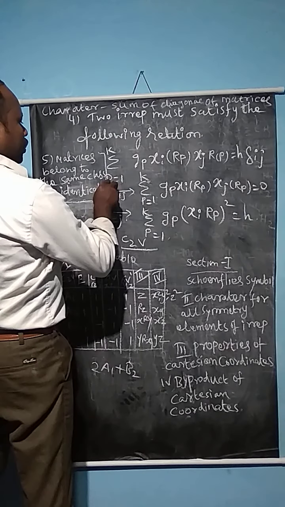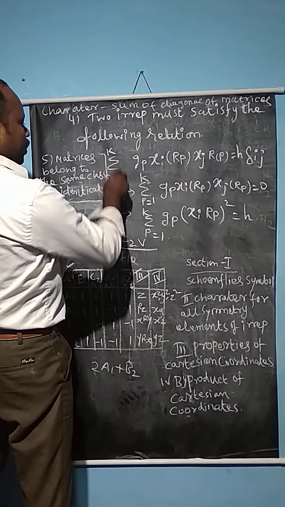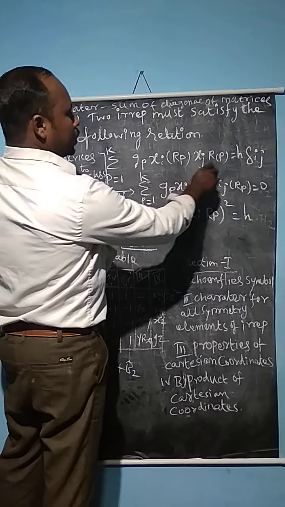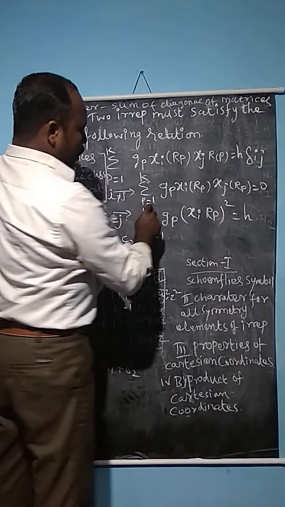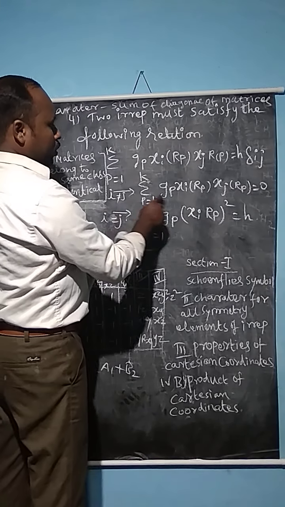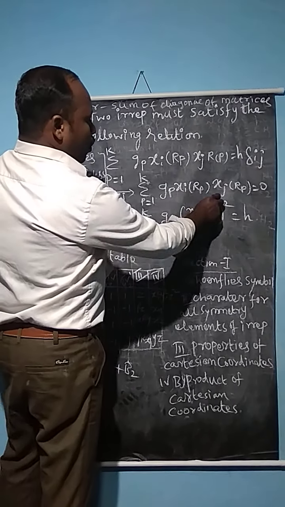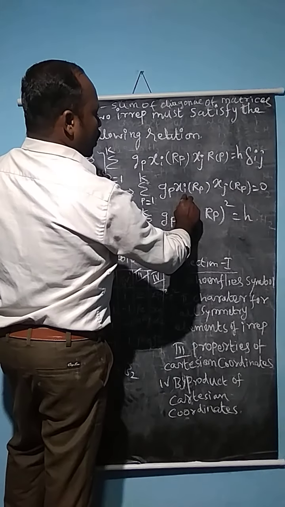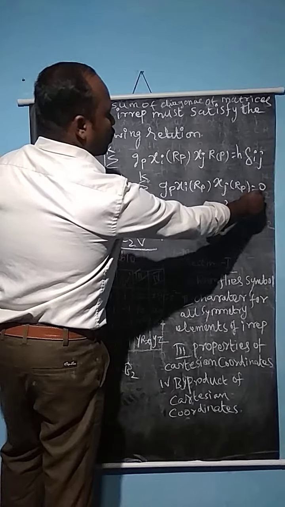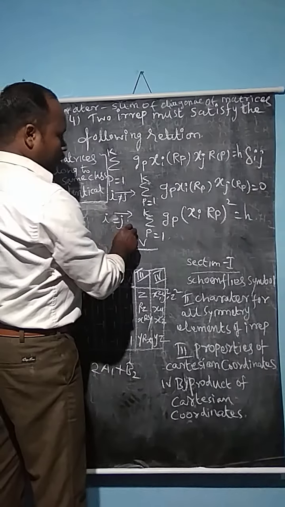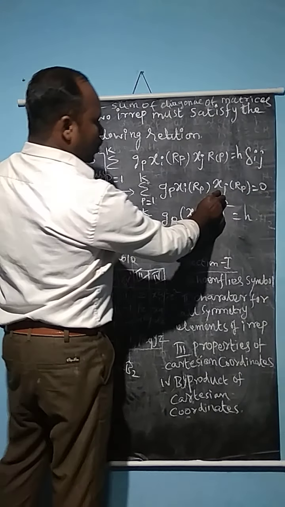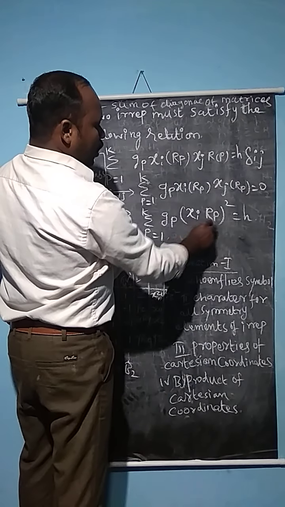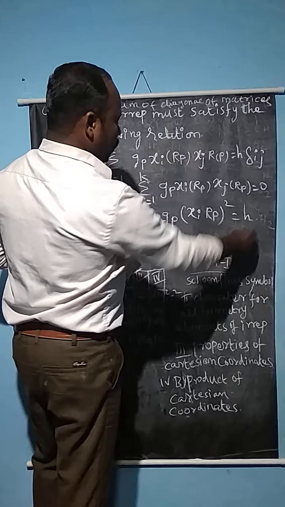Here, the summation over p equal to 1 to k, gp χi(Rp) χj(Rp) is equal to h δij. If i is not equal to j, the two values, which I have written separately as χi and χj, that is, Rp, usually equal 0. If i is equal to j, this χi is equal to χj, so we can write the formula: χi(Rp) the whole squared value is equal to h.